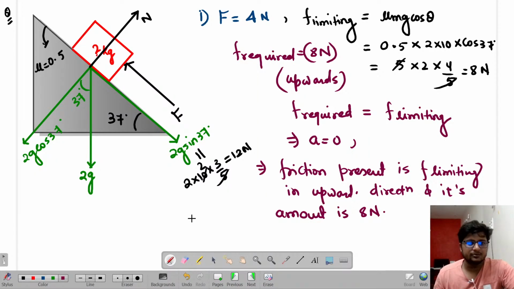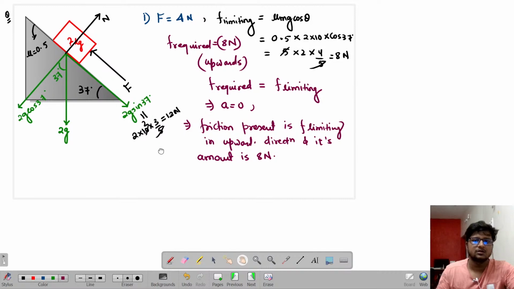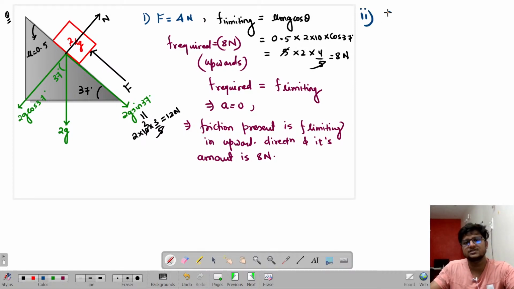Now, same example, same thing. This time we have to do the range of forces. We are just taking different kinds of examples. Second scenario. Actually, I should have taken this as the second scenario. First scenario: let's suppose I apply a force of 2 Newton only, what will happen?